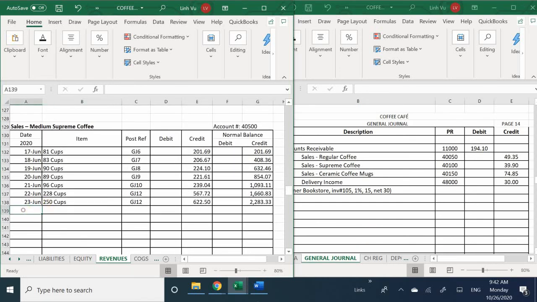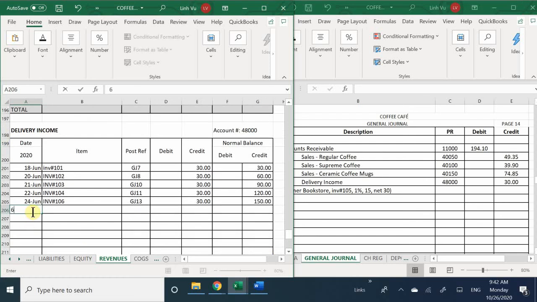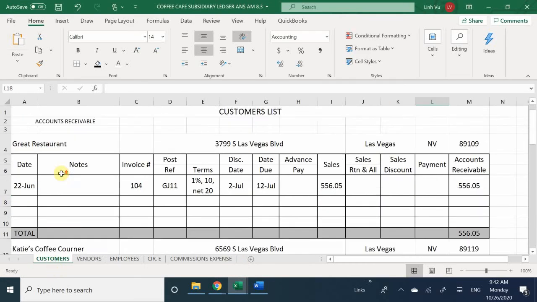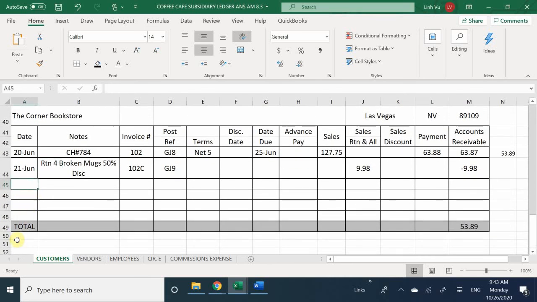Then delivery income, it's invoice 105. GJ14, 30. 180. So we've already sold 6 invoices. Good. And we had to go to the subsidiary, under customers, for Corner Bookstore, which is going to be the last customer we have in our list.